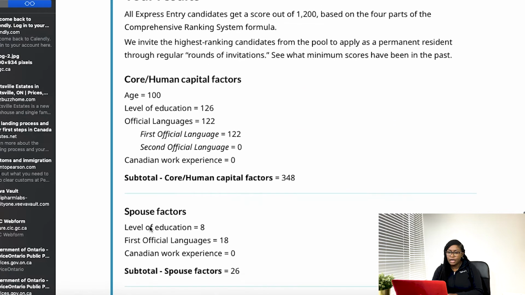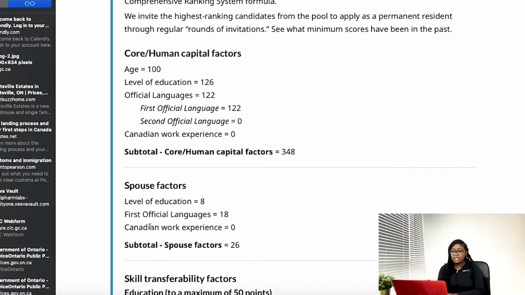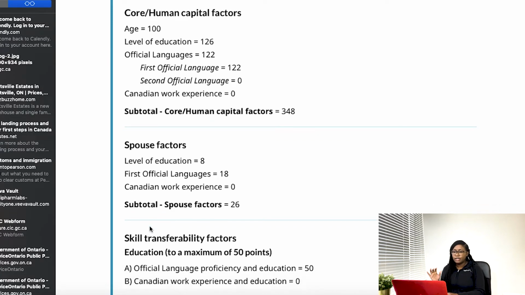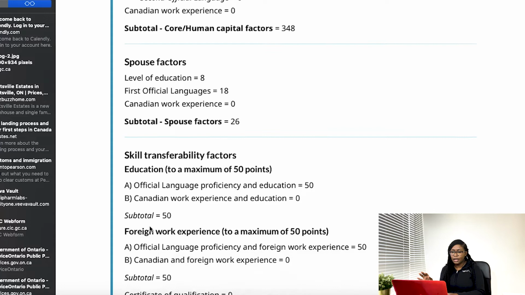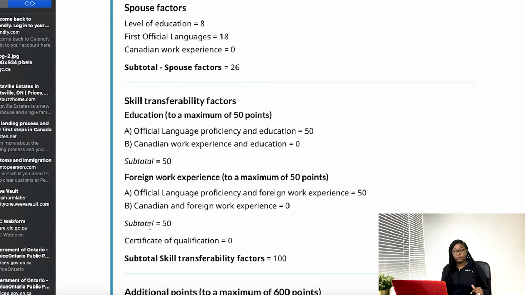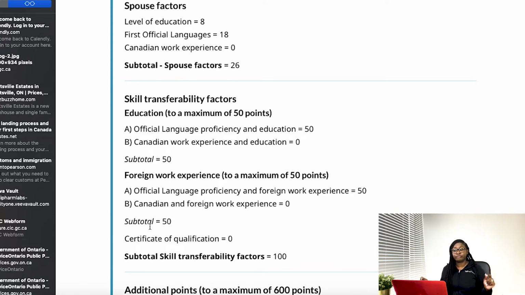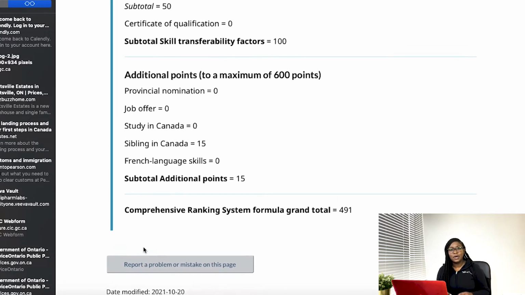So the score is based on 1200. As you can see, you get 100 for education, level of age, 128, 126, language, 122, Canadian work experience, none, and we are going down. So these people are very ready. 491 is good, and good is kind of relative, and the reason why I say good is kind of relative is because you don't know who is in the pool. But hopefully, because everything kind of died down a little bit and stuff, 491 would still be a very competitive amount.